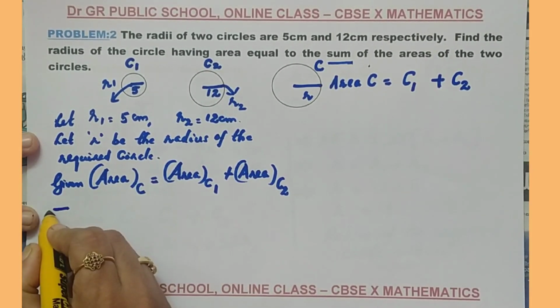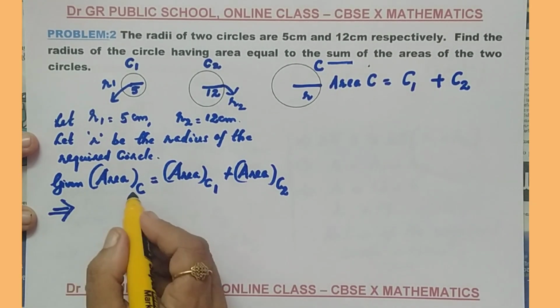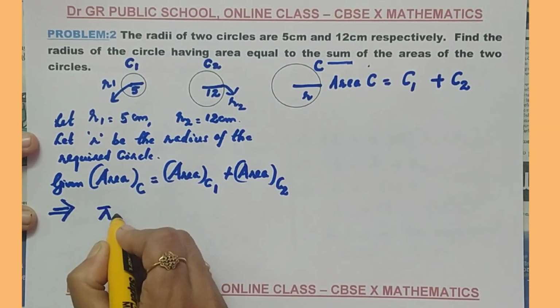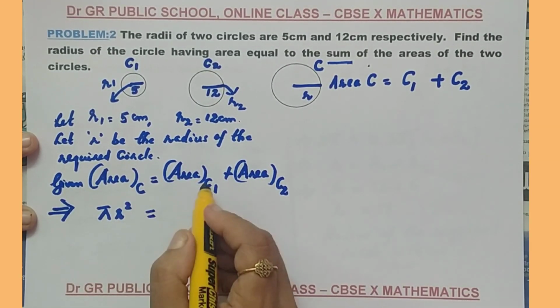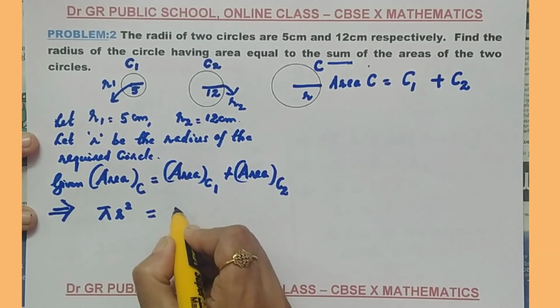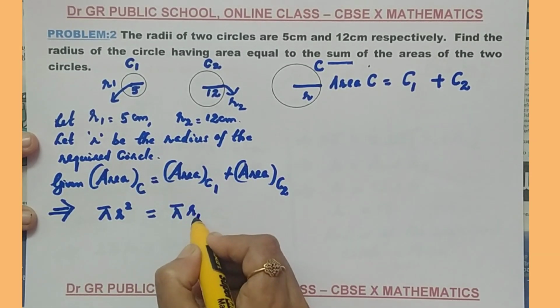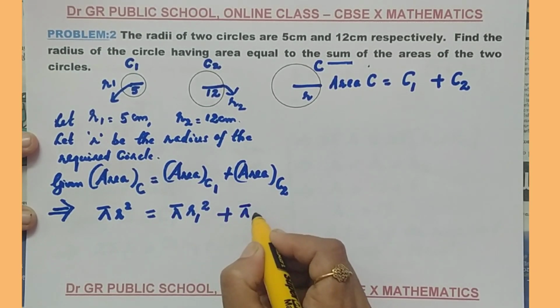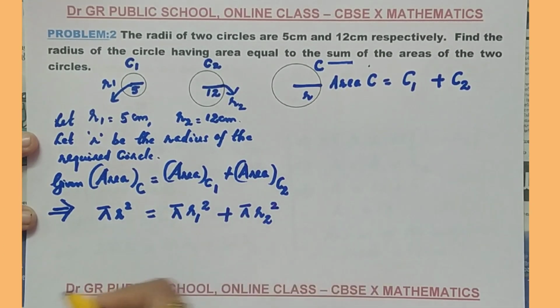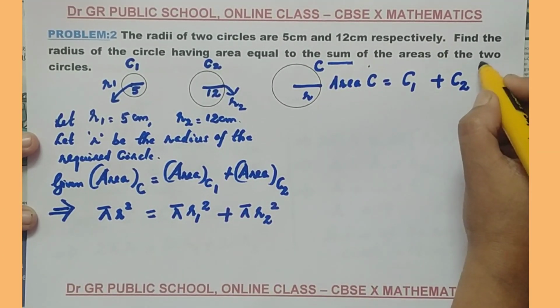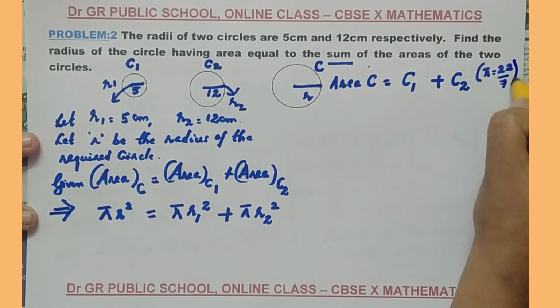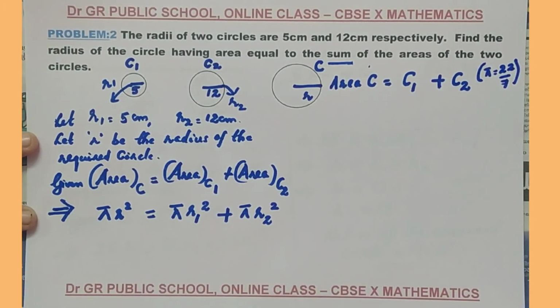Now, I am going to apply the formula here. What is area of the circle C? Circle C is having a radius R, so its area is pi r square, equal to, what is the area of circle C1? Pi, the radius is R1 square, plus area of the second circle is pi, the radius of the second circle is R2 square. Now, suppose you plan to substitute the value of pi as 22 by 7. Even though it is not mentioned in the question, you can substitute the value as 22 by 7 or as 3.14 if nothing is mentioned in the question.